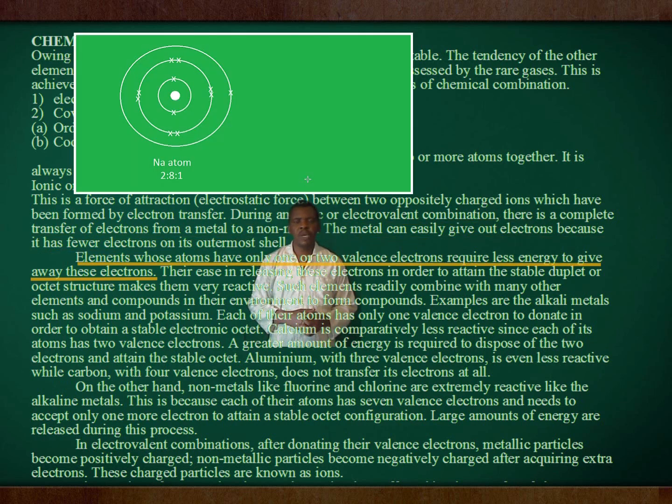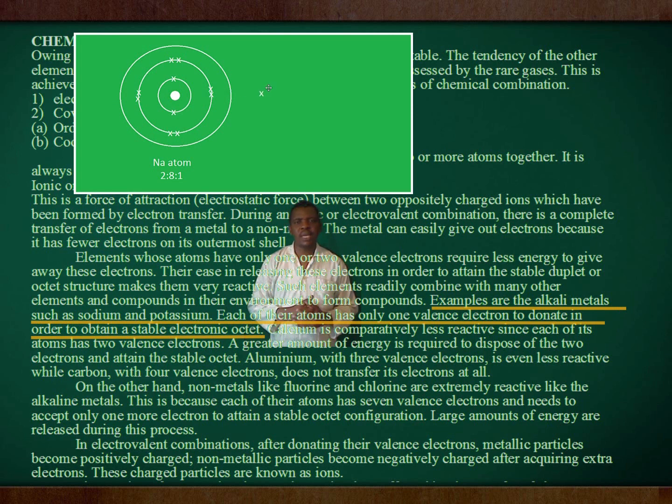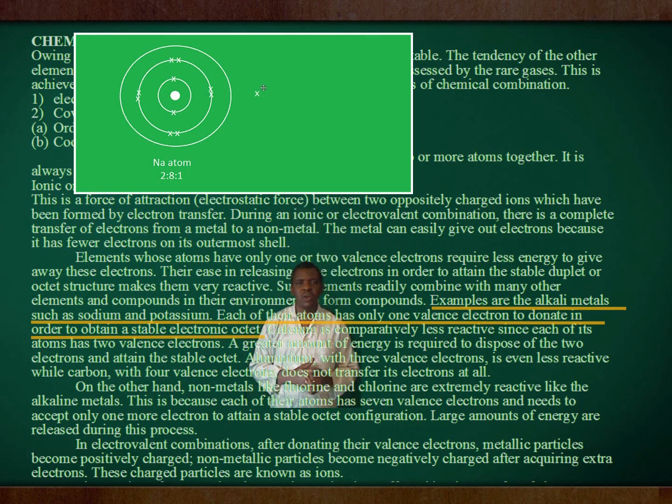Elements whose atoms have one or two valence electrons in the outermost shell require less energy to give away these electrons. Their ease in releasing these electrons in order to attain the stable duplet or octet structures makes them very reactive. Such elements readily combine with many other elements and compounds in their environment to form compounds. Examples are the alkali metals such as sodium and potassium. Each of their atoms has one valence electron to donate in order to attain the stable electronic octet.